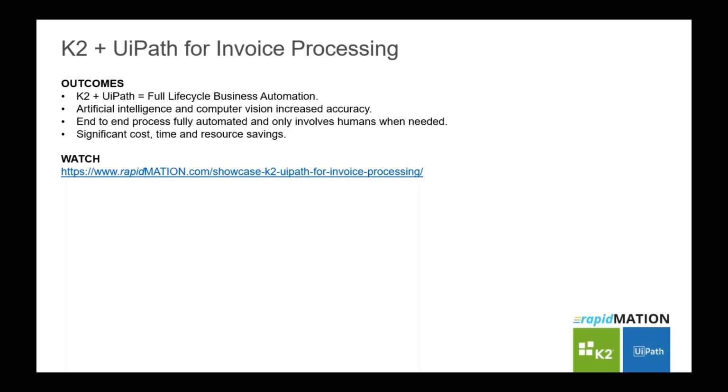In this scenario, we used some artificial intelligence, specifically around the computer vision pieces on how we OCR that invoice, which allowed us to pick up details on that invoice much more accurately. The end-to-end process was then fully automated, and we only needed to involve humans when needed. From the very labor-intensive, mundane processes that this company was originally doing, this allowed them to gain significant cost, time, and resource savings using a combination of K2 and UiPath.